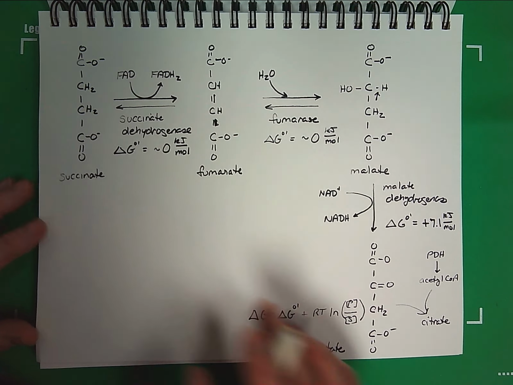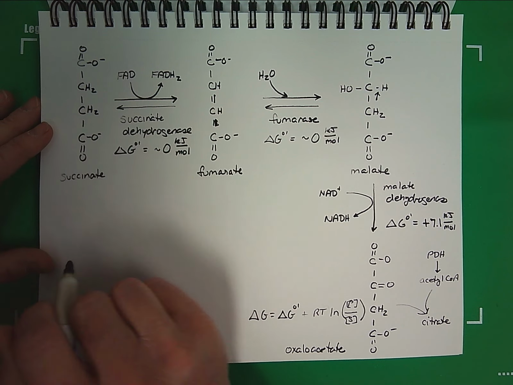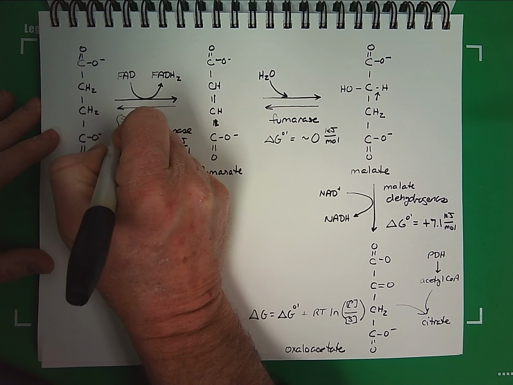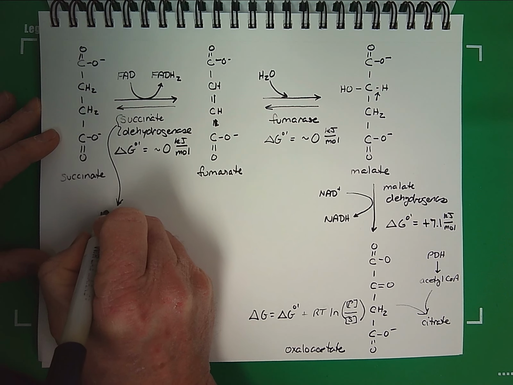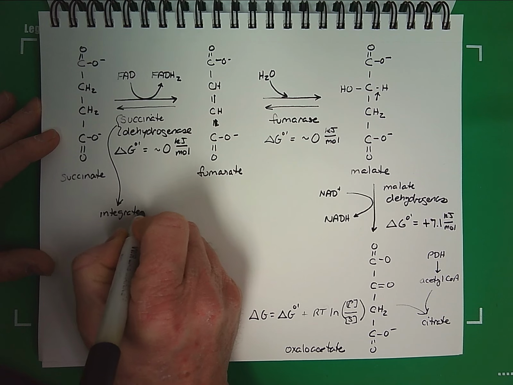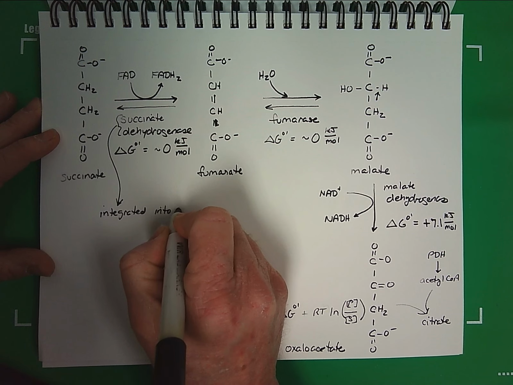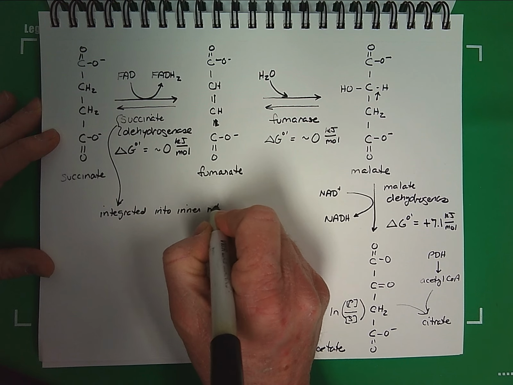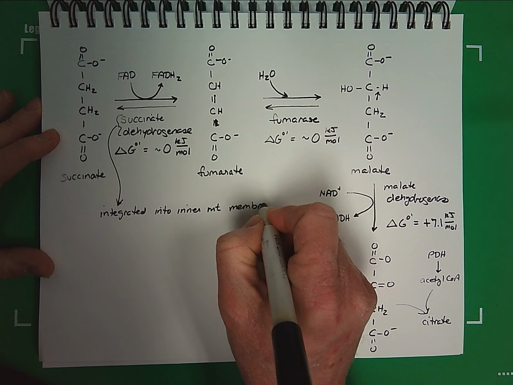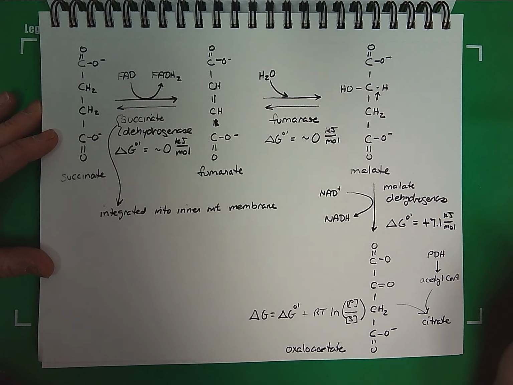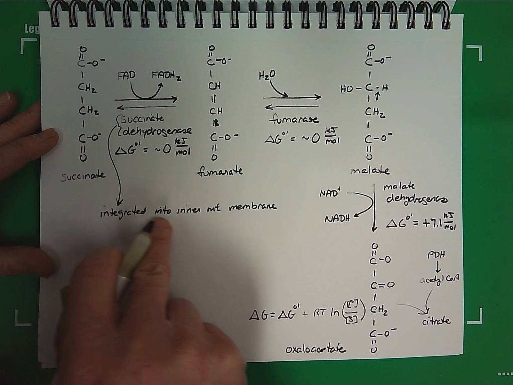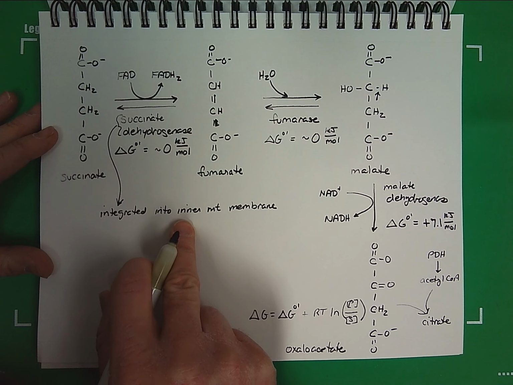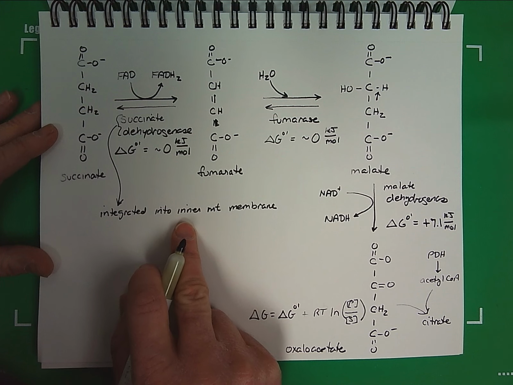Now one more note to make in here is the enzyme succinate dehydrogenase. This is a very peculiar enzyme because it is integrated into the inner mitochondrial membrane. All the other enzymes in the TCA cycle that we've looked at are soluble in the matrix. This enzyme is embedded in the inner mitochondrial membrane, and it's done so for a very important reason.